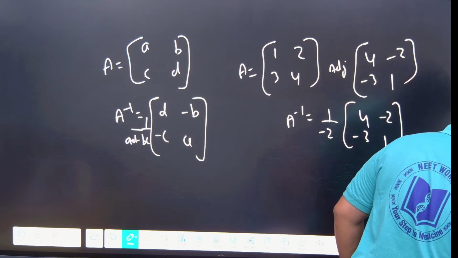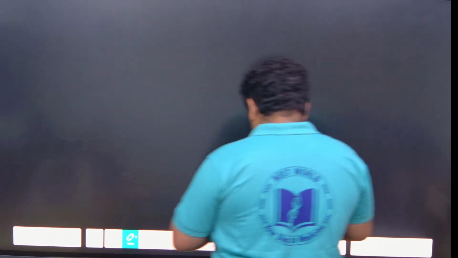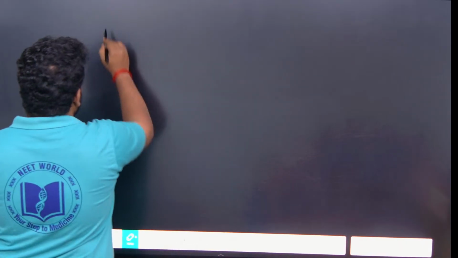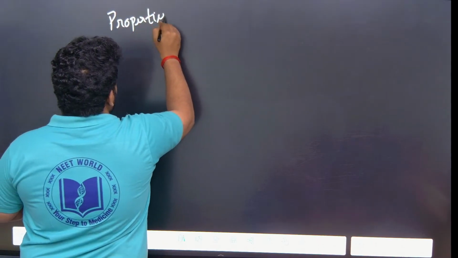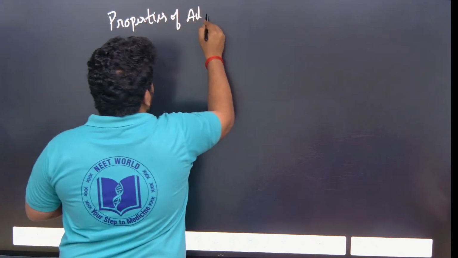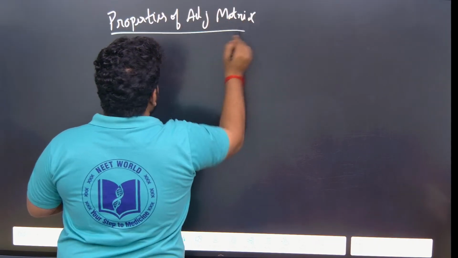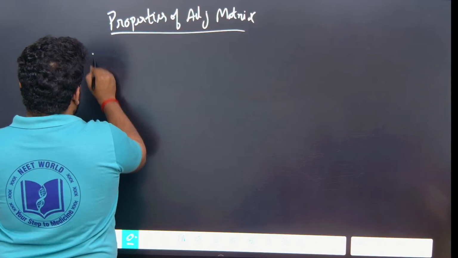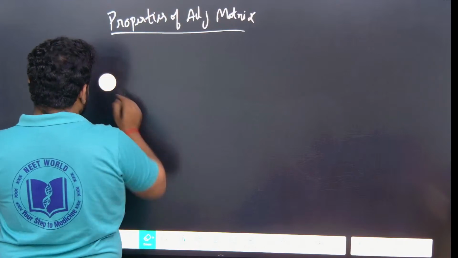Okay, let us go to the next concept. When we talk about adjoint, for the adjoint of a matrix we have certain properties. Please write down the properties of the adjoint matrix. Properties of adjoint matrix. If we take up, the first property is adjoint of A.